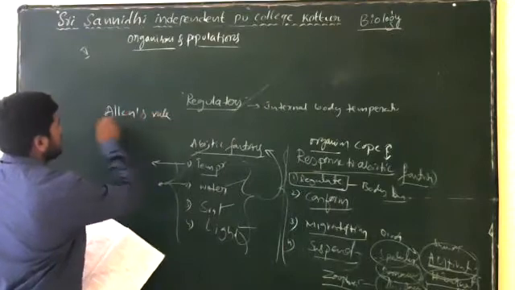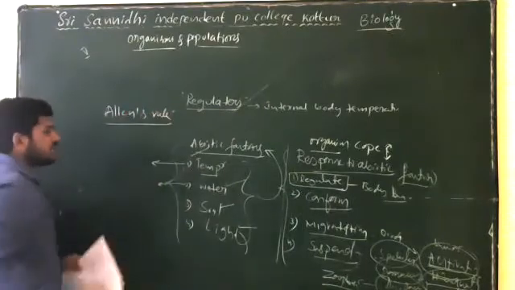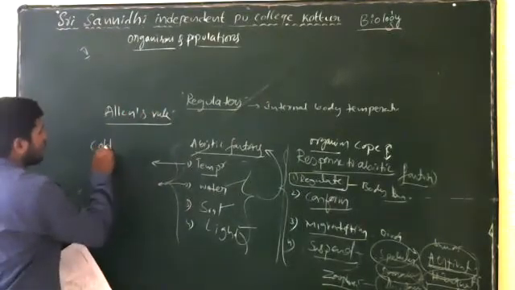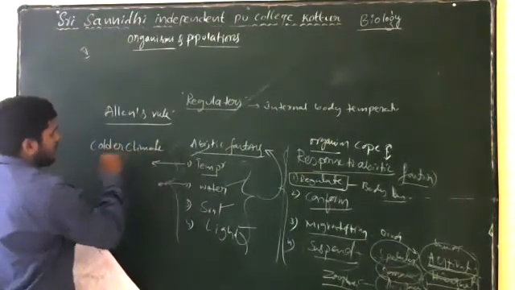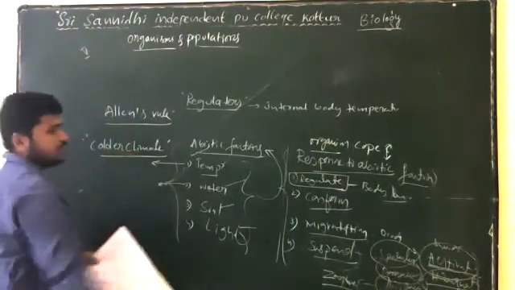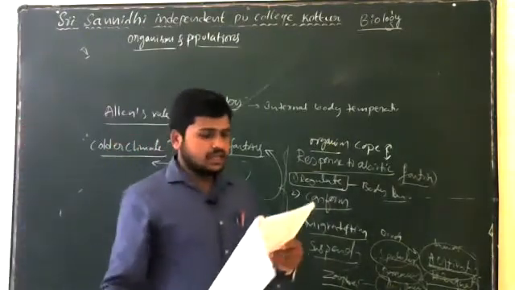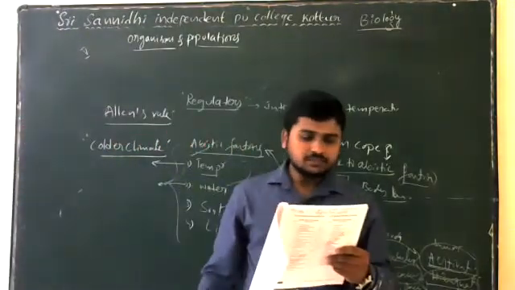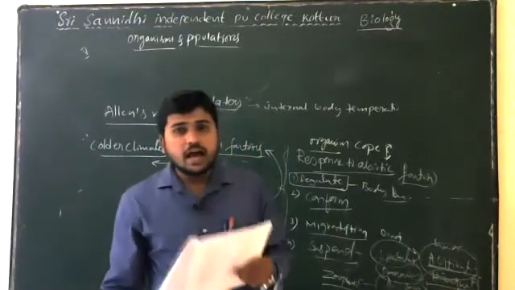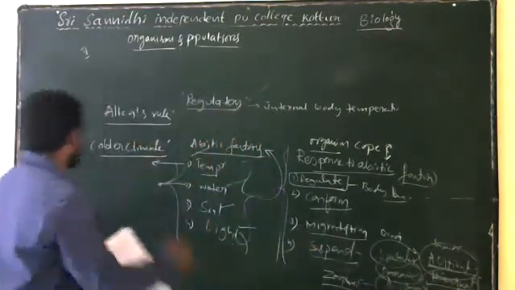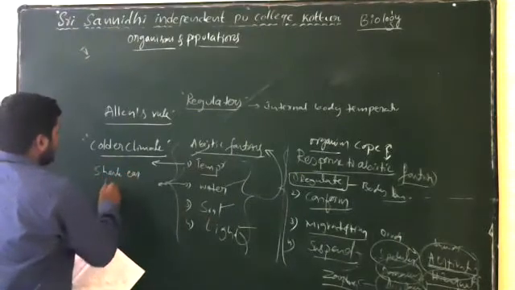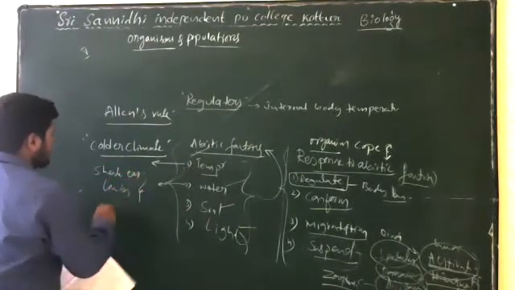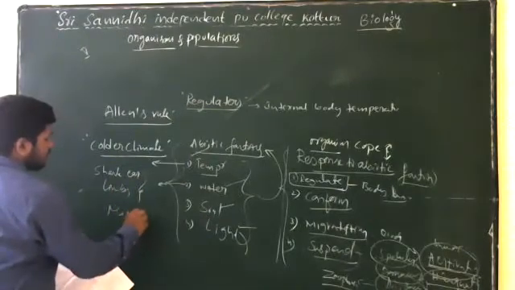Allen's rule states that animals from colder climates, mammals especially, have shorter ears and limbs to minimize heat loss.